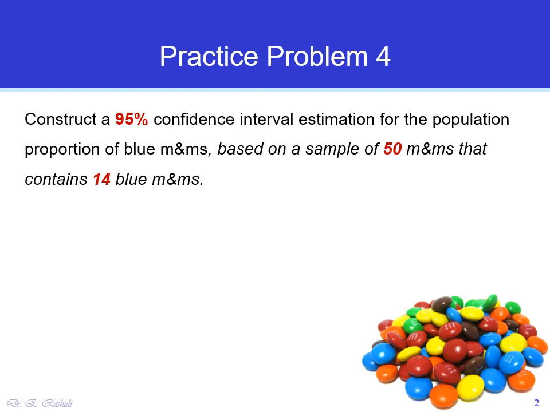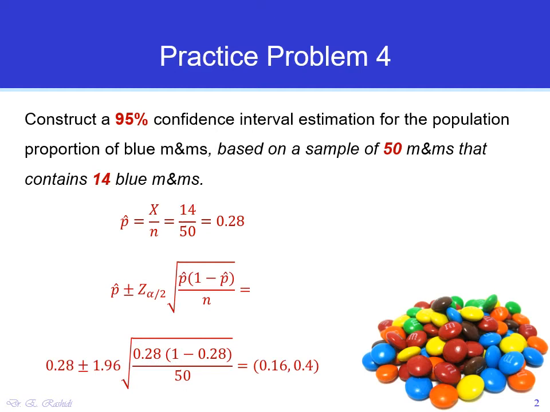So first we need to compute P hat. P hat is X over N. X is the number of blue M&Ms in the sample. We have a sample of 50 items, so that would be 14 divided by 50, which is 0.28. Now that we have P hat, we can plug it in the confidence interval formula for P.